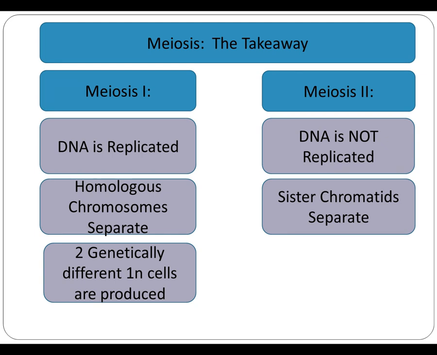So this one went over to this little cell following meiosis 1. This one went over to this cell. Then after meiosis 2, the little sisters will align up.